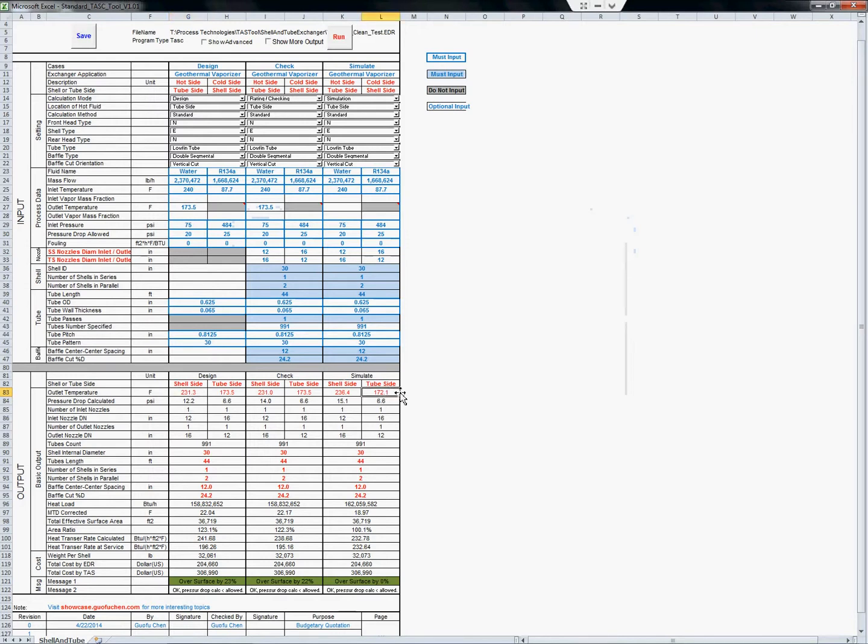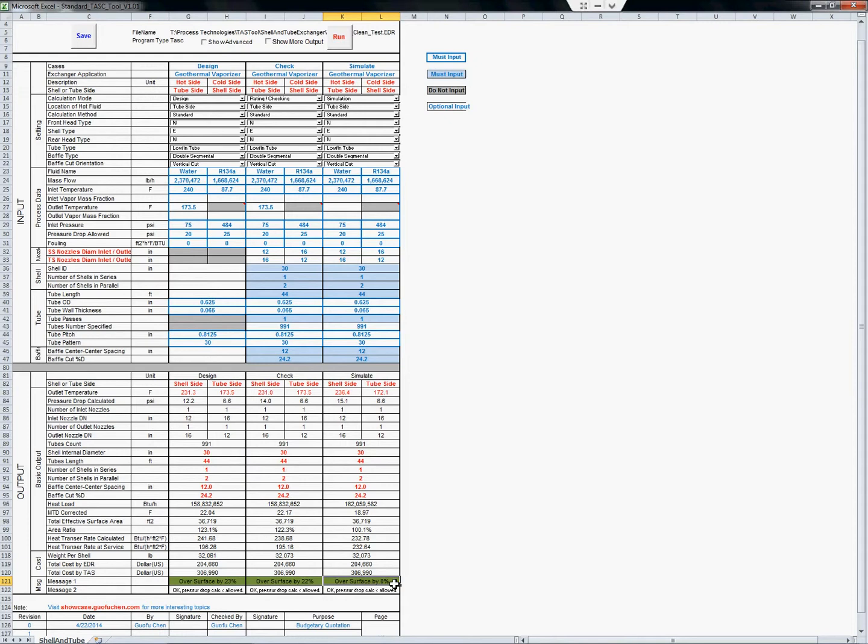The tube side temperature is changed to 172.1 Fahrenheit instead of 173.5. The heat exchanger duty is changed to 162 million BTU per hour instead of 159 million BTU per hour. And the surface area margin now is 0%.